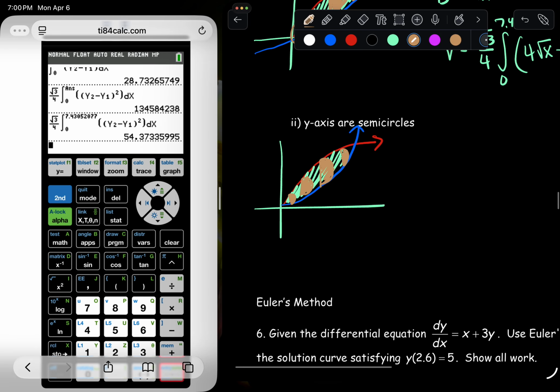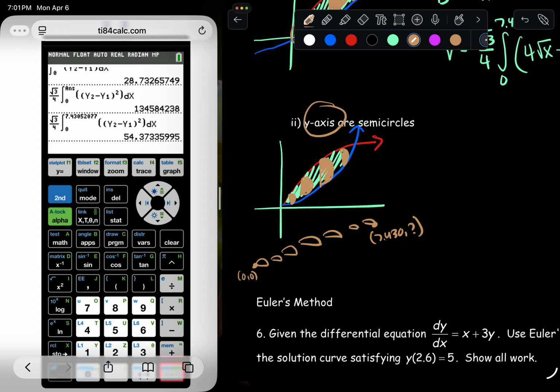If we think about this, we're starting at 0. That first semicircle, that coordinate point will be 0, 0. Then we have an infinite number of semicircles. They get bigger, and then they start to get smaller as we get to the back. And that very last point, the x value is 7.430. I'm not sure what the y value is, but I'm going to have to find it because we are integrating.